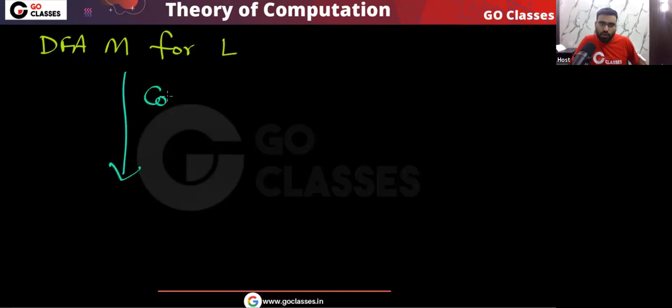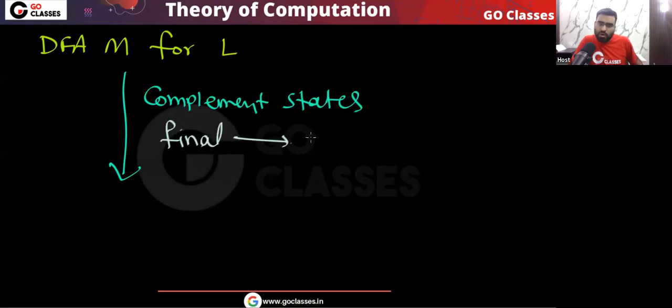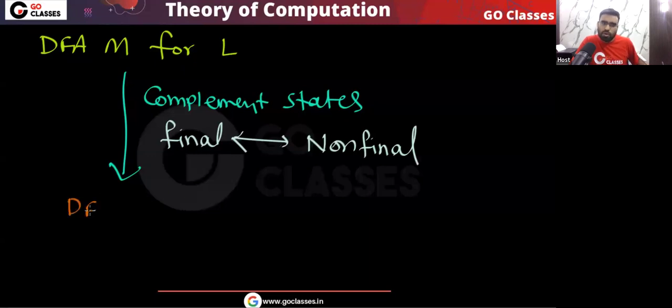If you have a DFA M for language L, and in this DFA you complement the states, that means you make final states non-final and non-final states final. Every final state you make non-final, and every non-final state you make final. Then you will get a new DFA.